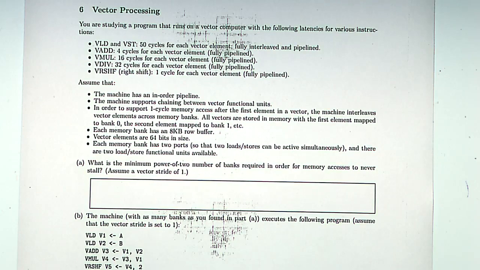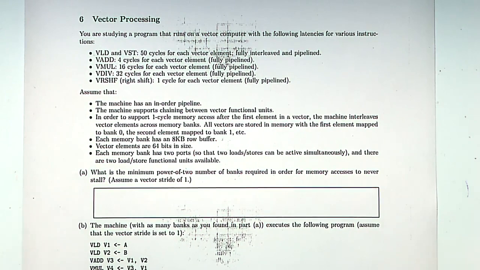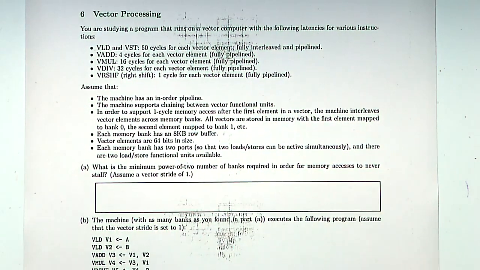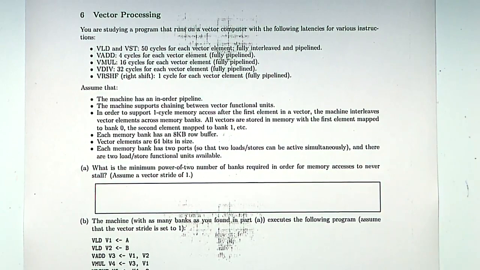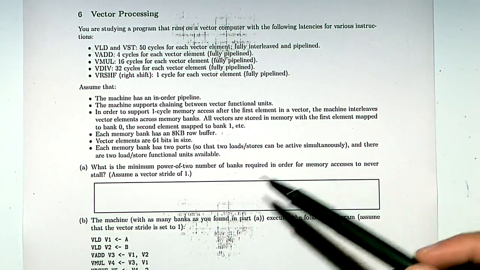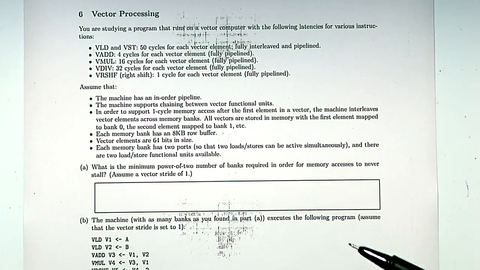So I guess we'll just start with it. Just so you guys remember, this is the vector processing question that we started last time. We have a machine with 6 different possible instructions, including the load and the store. And we have some assumptions about how the memory works and whether we have chaining or not. We did parts A and B, which asked: what is the minimum number of banks required in order for memory accesses to never stall?